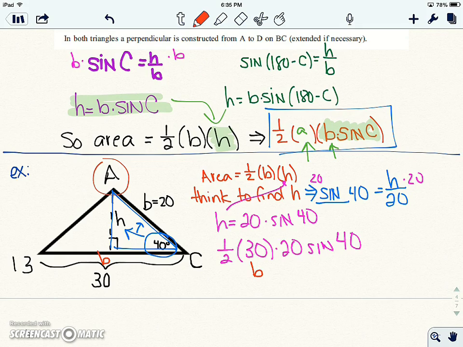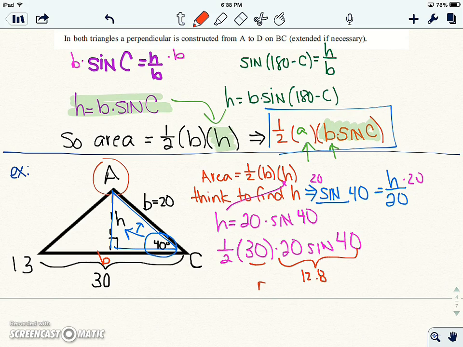Now, this is supposed to be AB. Basically, it's just a side and its opposite angle. So BA, the sine of C. It didn't really matter that these two switched. And if you put that in the calculator, you should get a height of about 12.8, because remember the height is 20 times the sine of 40, or 12.8.